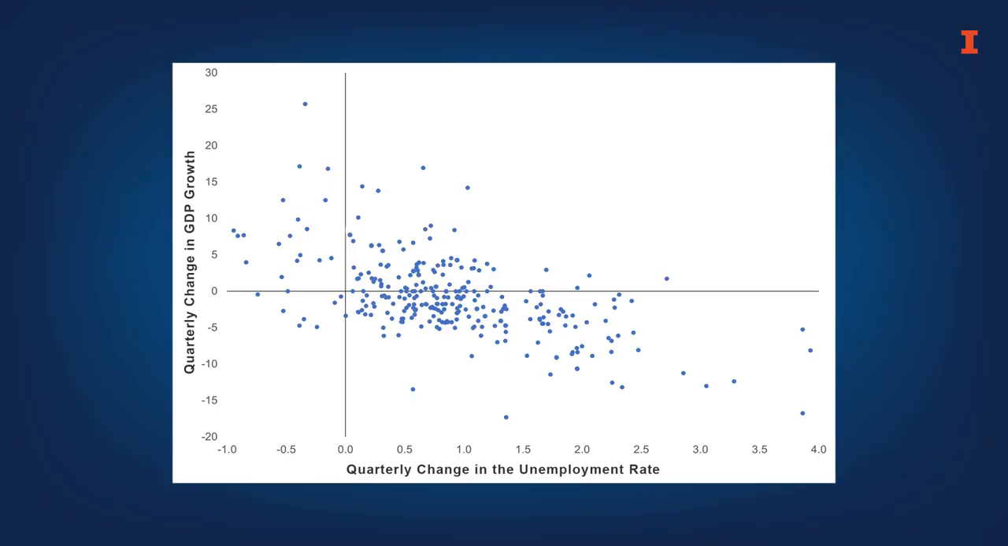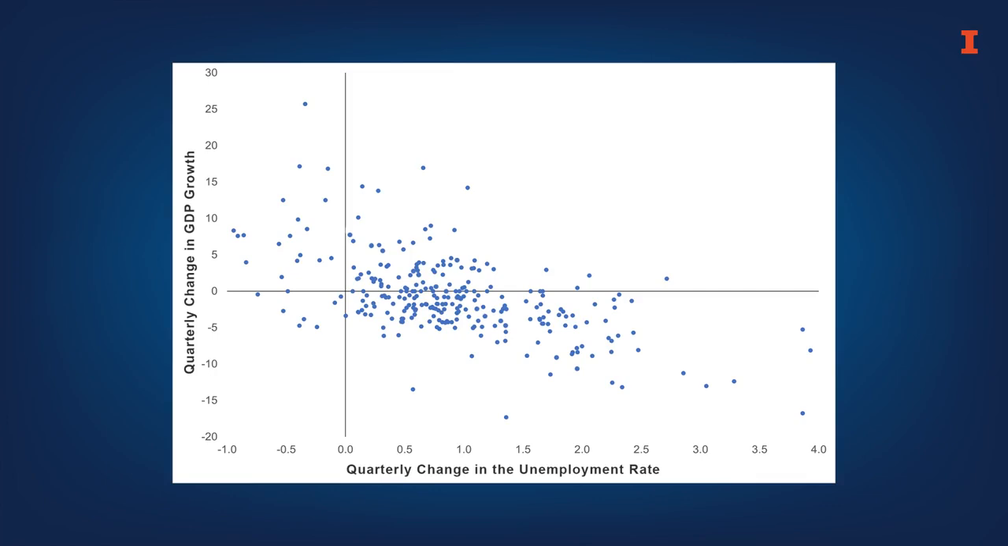What is the relationship between unemployment and real GDP growth? During recession, unemployment goes up and GDP goes down. During expansion, the opposite happens. This suggests a negative correlation. Let's combine the previous two charts to see how this works.